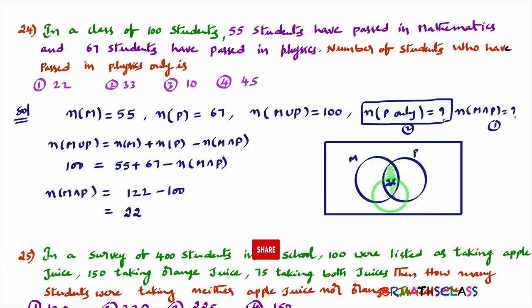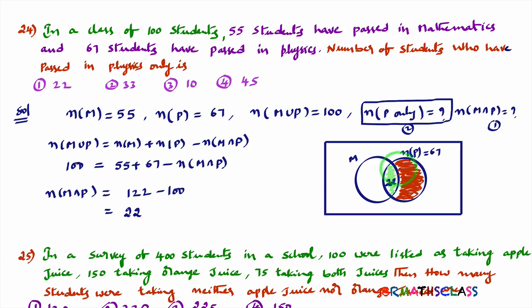And what about physics? The number of students who passed physics, this whole part, is given as 67. N of P is given as 67. Please try to understand. So this full circle is 67. In this full circle, this intersection part is 22. So physics only means which part? You observe this red color part. What is this red color part? That red color part is the number of students who passed physics only. What is this green color part? The number of students who passed in mathematics and physics both.